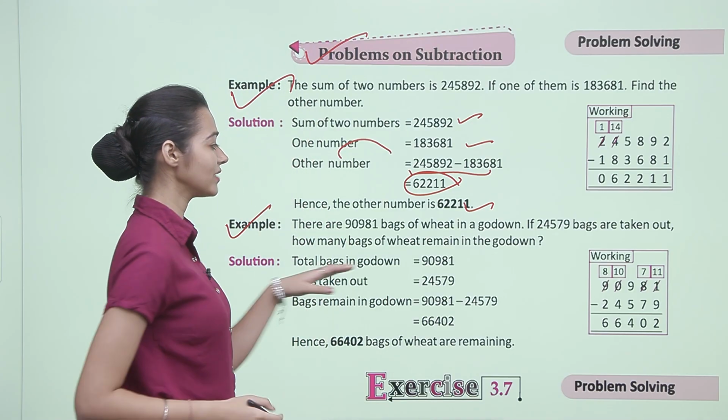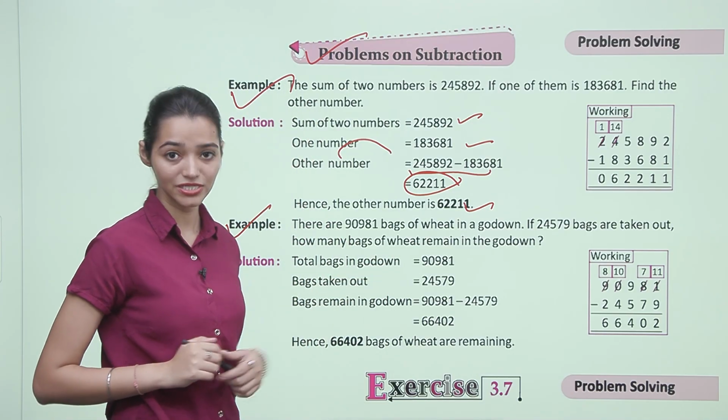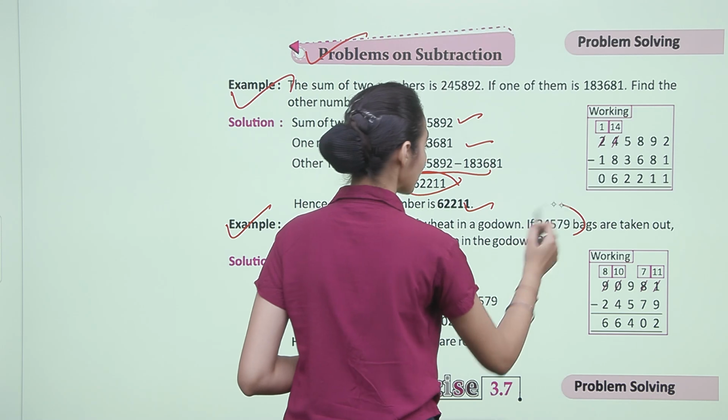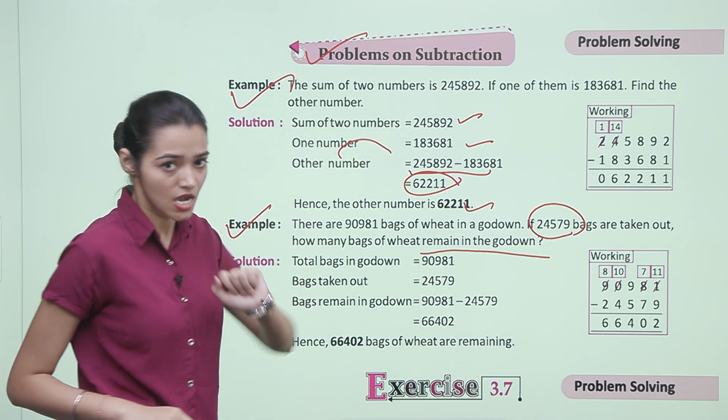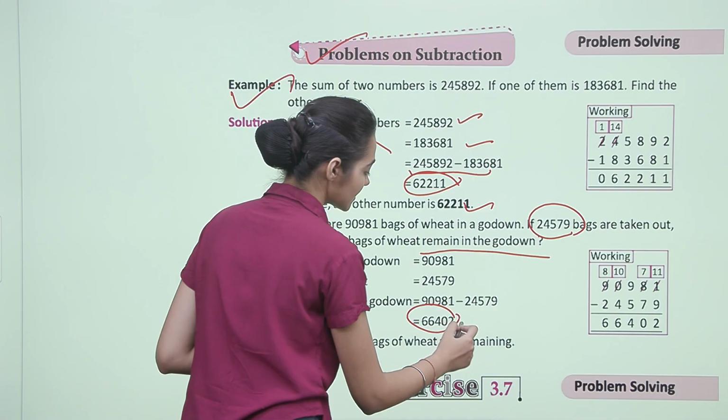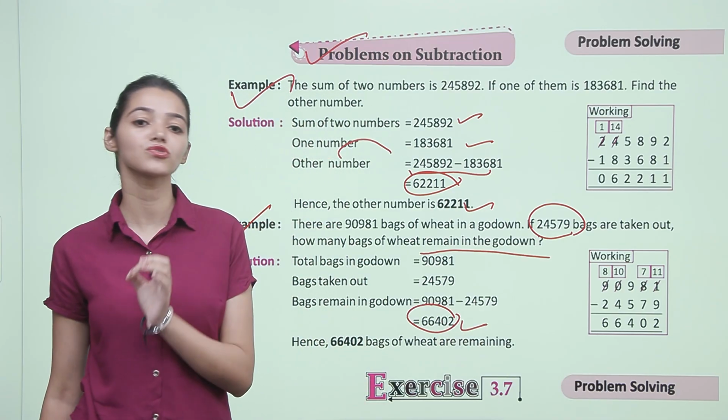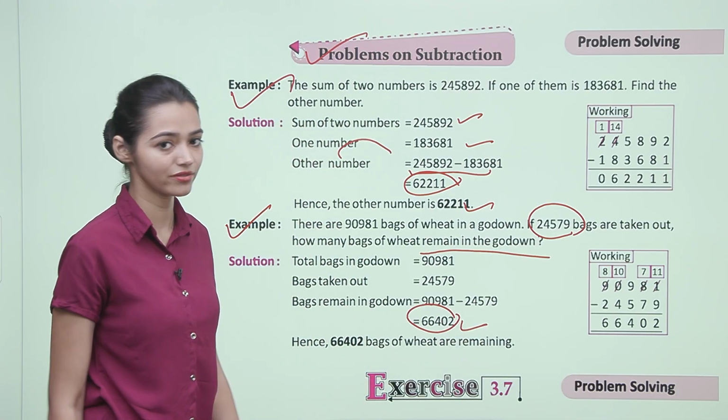Now in the next example, we are given that there are this many bags of wheat in a godown. If this many bags are taken out, then how many remain? That means we will find the difference. Now after finding the difference, the bags that remain in the godown are 66,402 bags of wheat.